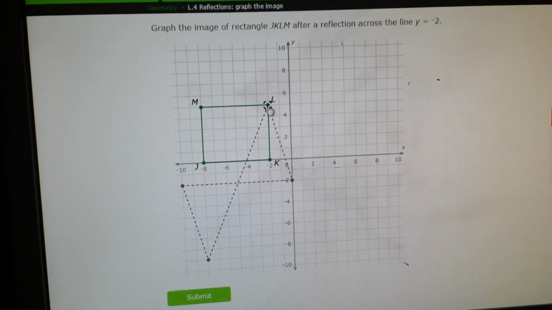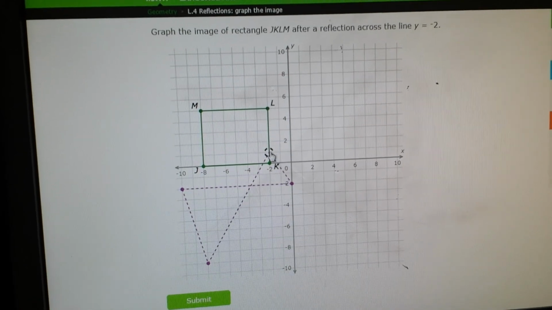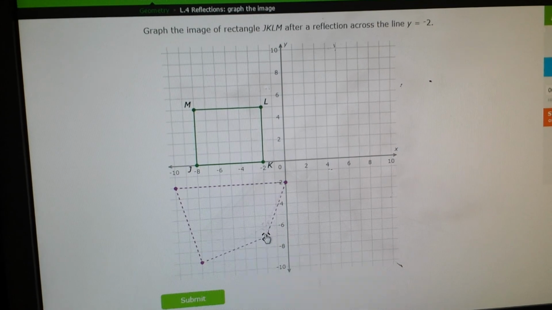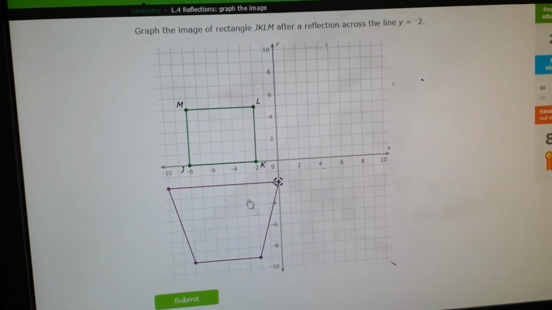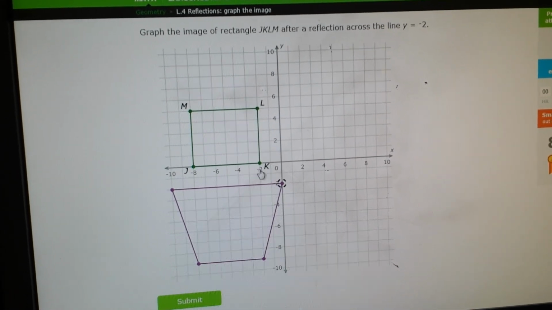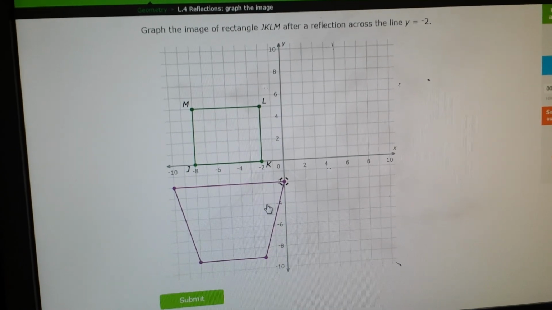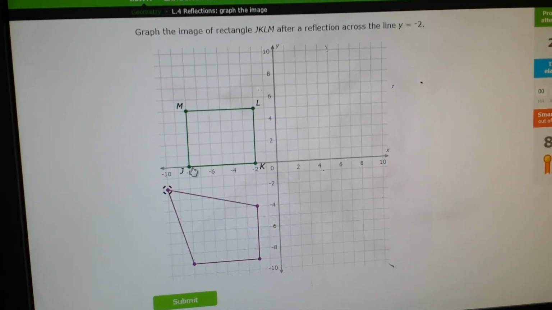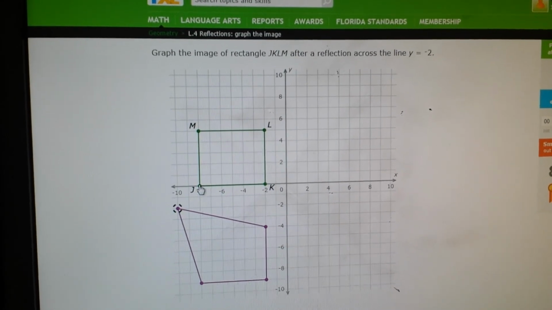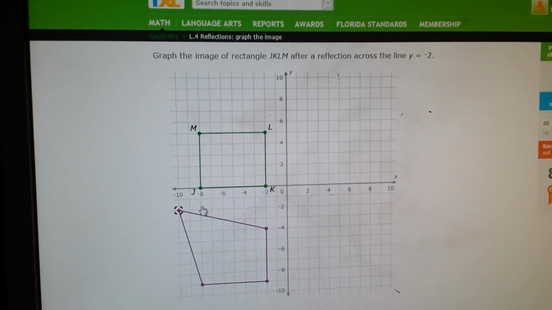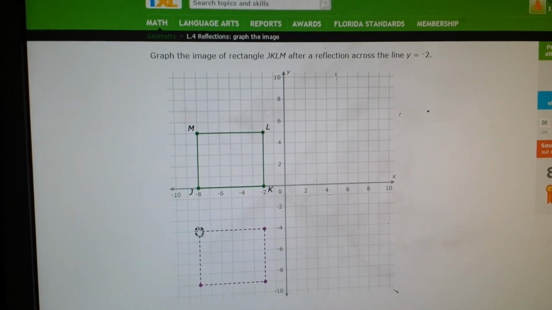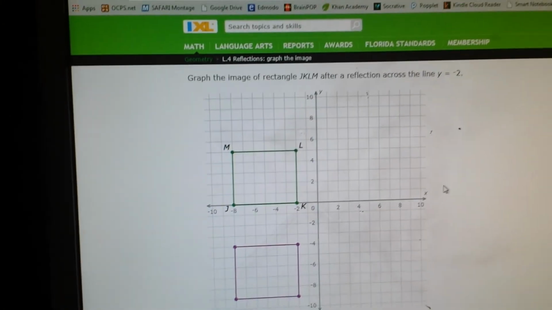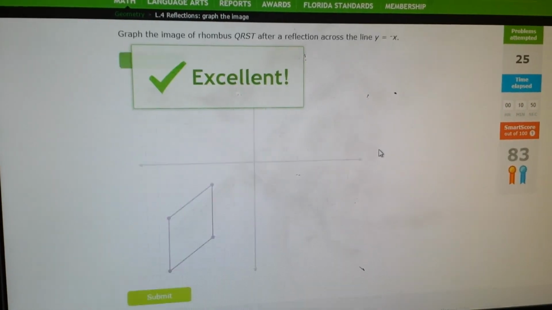Go clockwise to L. 1, 2, 3, 4, 5, 6, 7. Alright, remember that the line is right here, so we're only going 1, 2, and then 1, 2. So this point right here is going to go there. Then lastly J, 1, 2 to there. So you're going to go 1, 2. Perfect. Does it look like it's folded there? Yeah, it does. And that's it.